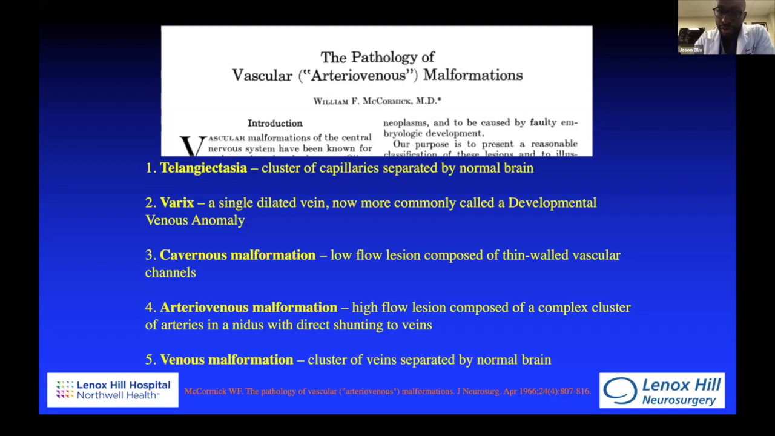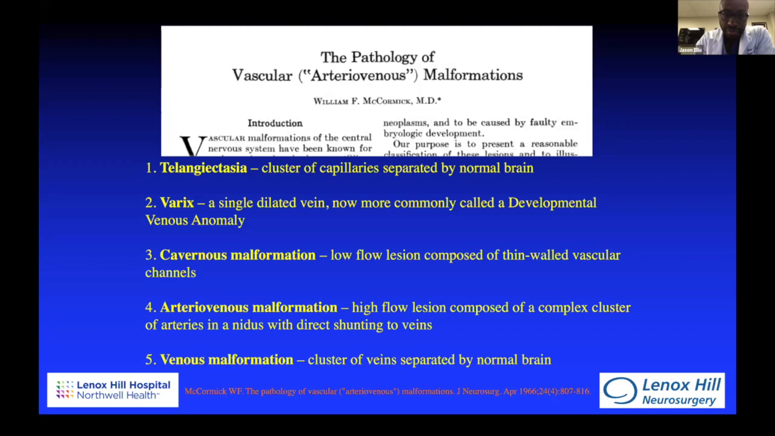Cavernous malformations are a low flow lesion composed of thin-walled vascular channels. And these can bleed. We'll talk about cavernous malformations in a little bit more detail in this talk. Arteriovenous malformations are another category. These are very high flow lesions. This is a complex tangle of arteries with no intervening capillary bed. So there's direct shunting of high pressure arterial blood into the veins. These can cause very severe brain bleeding. We'll get into detail of that.